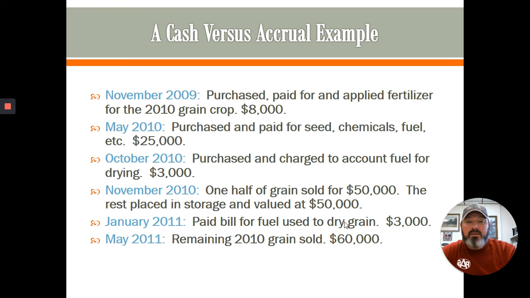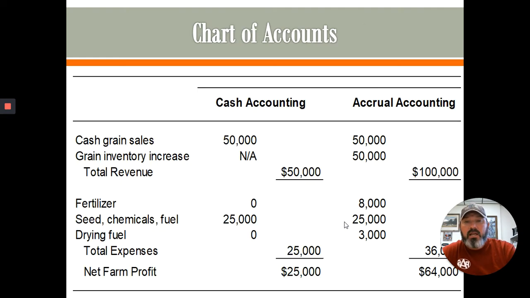Here's a good example, and you'll have the opportunity to review this in the notes as well, but it kind of gives you a cash versus accrual example when those things would be sold. And furthermore, this example right here. So on the left-hand columns, you'll see a cash accounting. We sold $50,000 worth of grain. Grain inventory increase not available, so just $50,000 in revenue, $25,000 in seed, chemical, and fuel expense. 50,000 minus 25,000 looks like a net farm profit of $25,000.